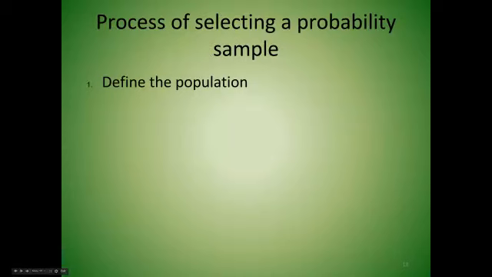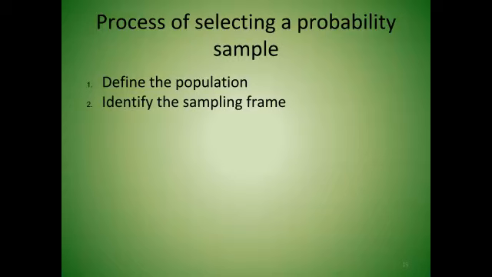So as a recap, there are 4 steps involved in selecting a probability sample. Number 1, define the population to be researched. And then identify the sampling frame from which members of the population will be drawn. As discussed earlier, the sampling frame should be as close to the population as possible, and differences between the population and sampling frame create a potential for bias.